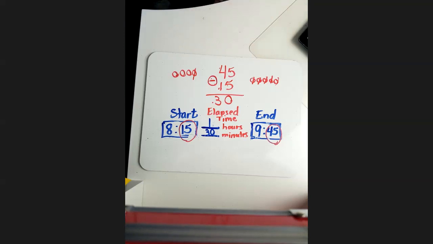So from 8:15 to 9:45, the elapsed time is 1 hour and 30 minutes. I hope you can go find some word problems that help you understand how to do elapsed time, and practice those at home and put them on a piece of paper and work on them to get a little more practice.